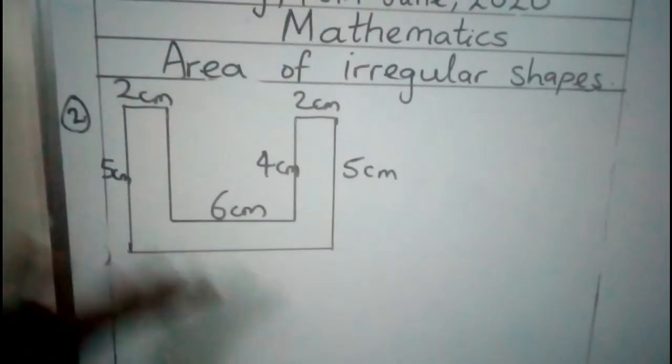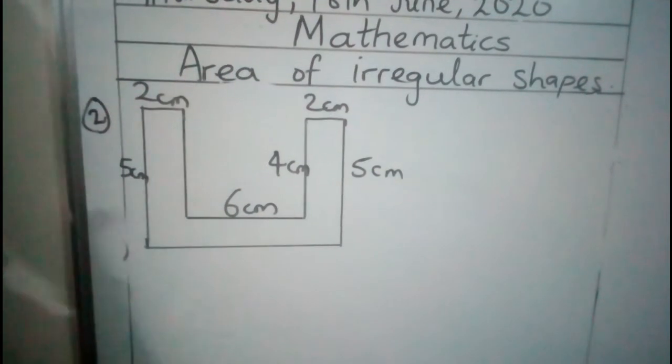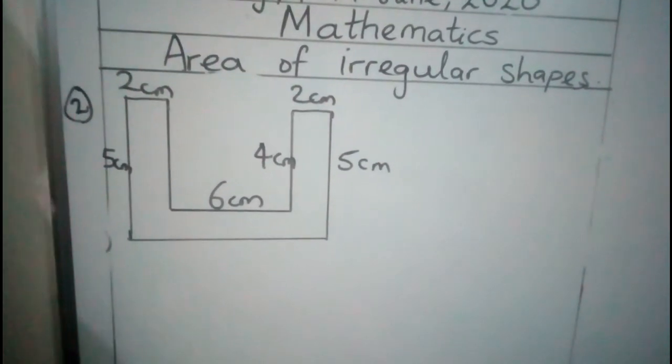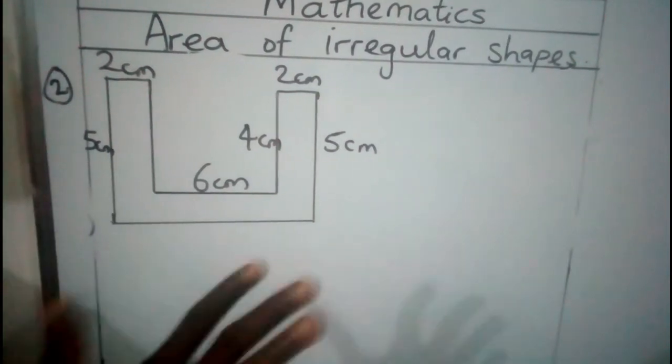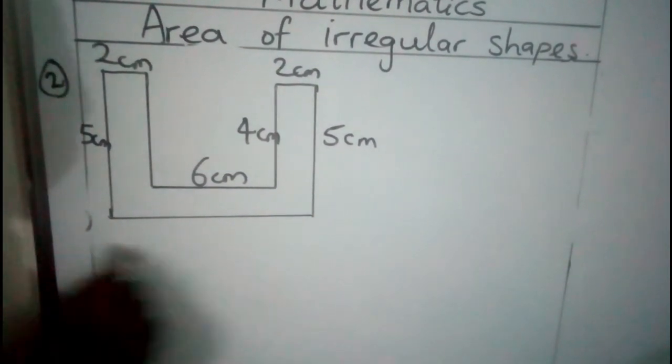Example 2, you can see this is another irregular shape. We have to find the area of this, okay? But what we need to do is find the side that is not given. Then we can break it into regular shapes. So this is the only side that is not given.